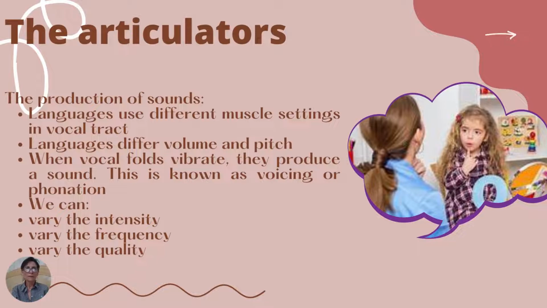Slide 5. The production of sounds. Languages use different muscle settings in the vocal tract. When the vocal folds vibrate, they produce a sound. This is known as voicing or phonation. We can vary the intensity, vary the frequency, and vary the quality.